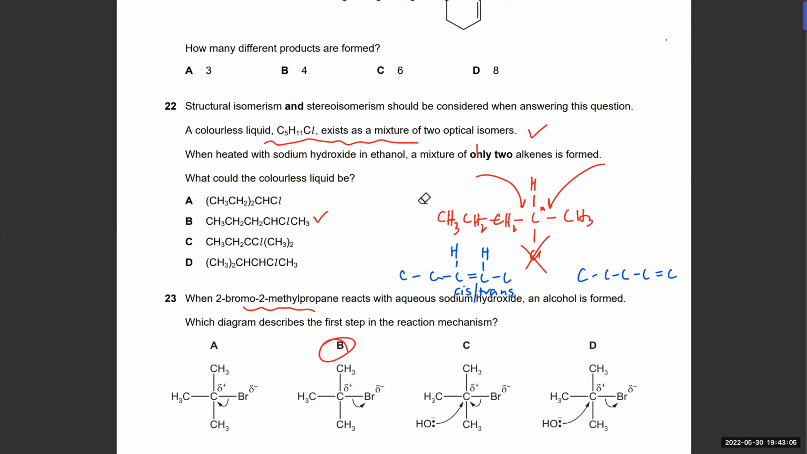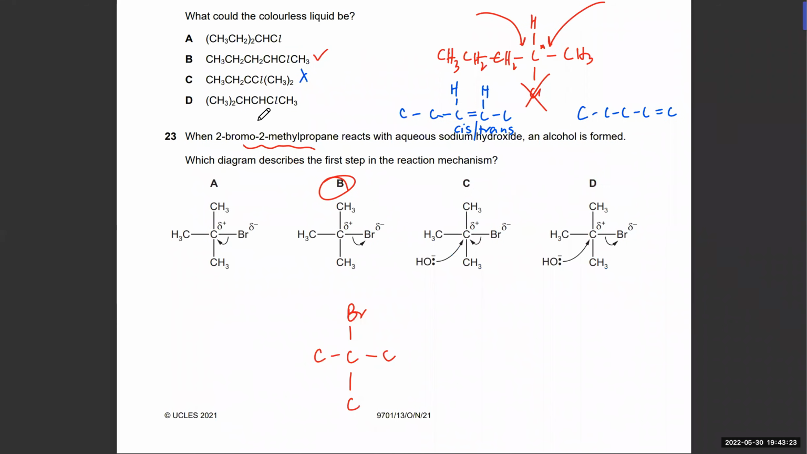Can this be chiral by just looking at it? No, it's not, because the carbon over here has 2 CH3 groups attached to it. So it can't be chiral. So this one is not chiral. You can draw this, but it's not chiral. So the answer is the last one.